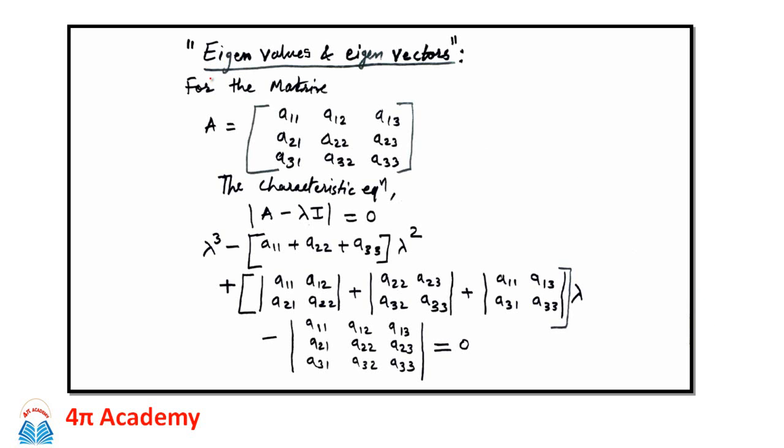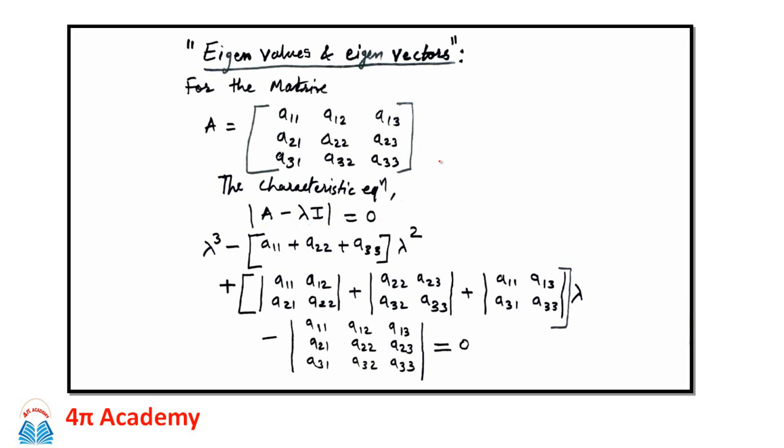Now let us begin with the topic of eigenvalues and eigenvectors, that is, how to find the eigenvalues and eigenvectors of a given matrix. Now guys, you know the process of finding the eigenvalues of a matrix. For a given matrix A, the characteristic equation is the determinant of A minus lambda I equal to 0, where I is the identity matrix.